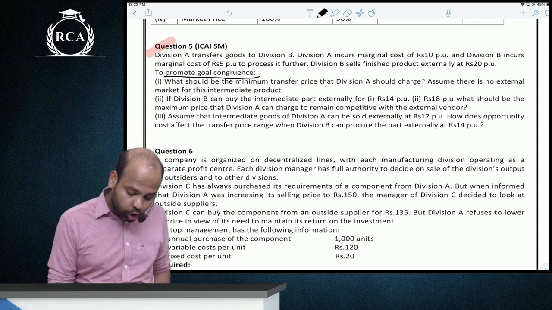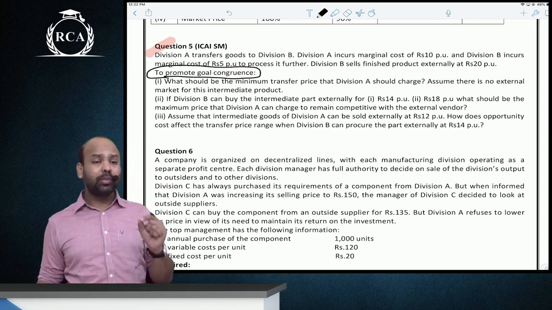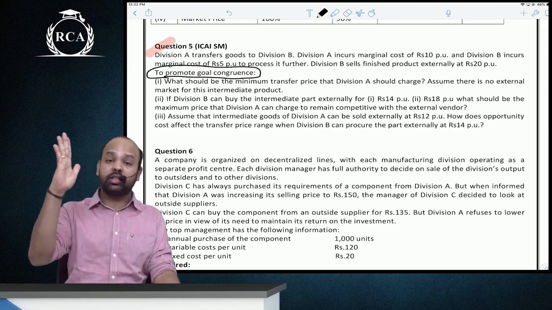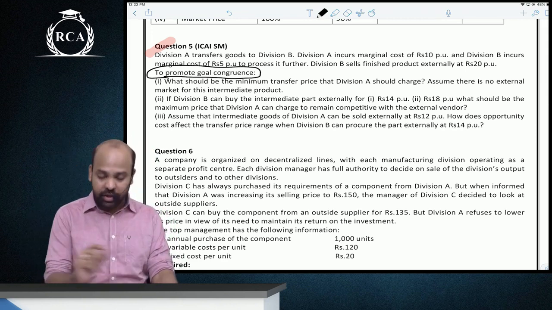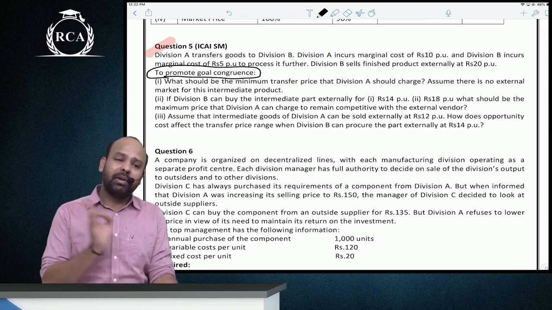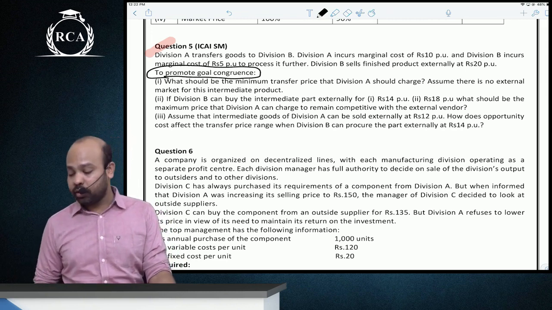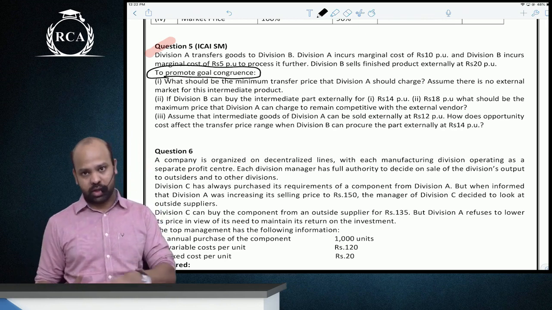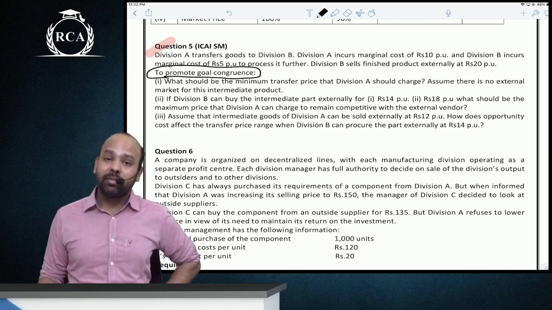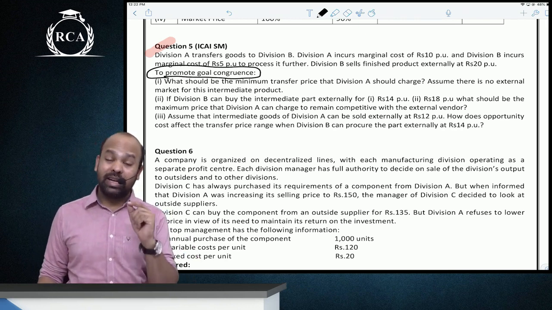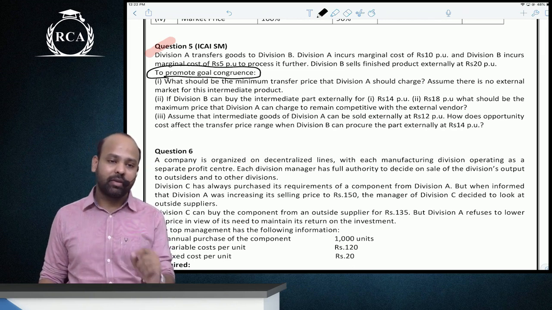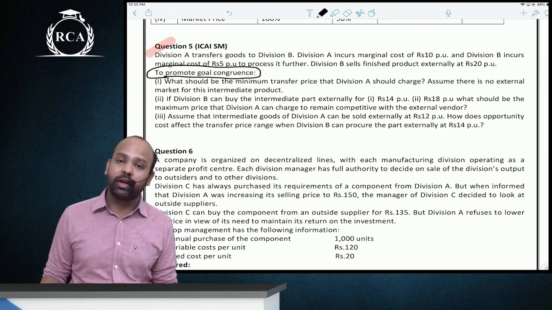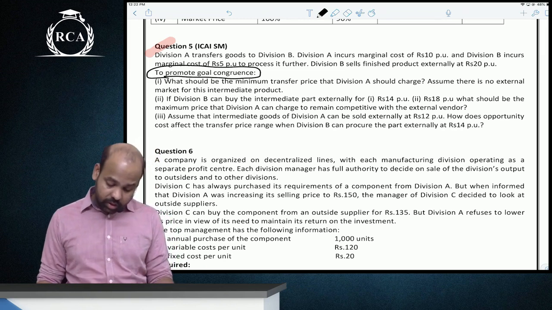To promote goal congruence, the minute you see this wording, guys, you should recollect minimum transfer price, maximum transfer price, range of transfer price. Minimum transfer price beta is whatever is your additional outlay per unit, plus opportunity cost per unit. Maximum transfer price will be the lower of net marginal revenue and supplier price. You have to recollect this immediately beta when they say to promote goal congruence. Understood, sir?